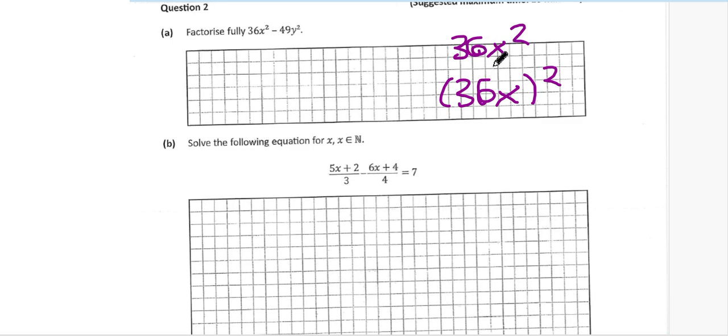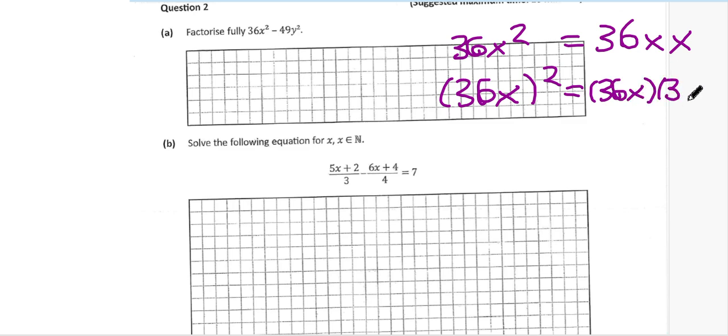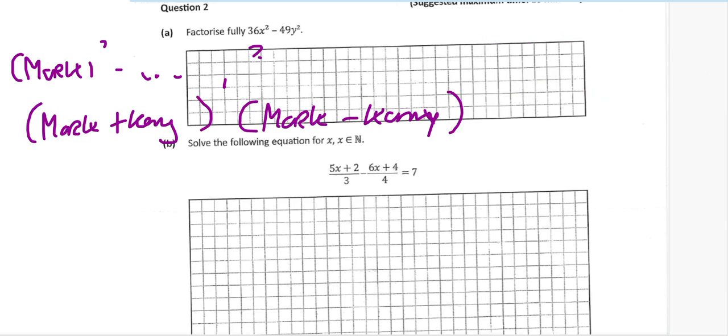Anybody? No, you don't know the difference between this one, yes, sir? The first one is 36 multiplied by x multiplied by another x. The second one, yes? 36x multiplied by another 36x. Do you see the significance of the brackets and the square on the outside? Everybody see that? Now, that brings me back to Mark minus Kenny squared, okay?